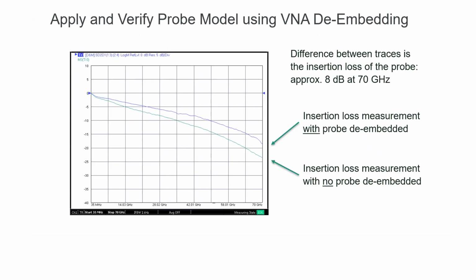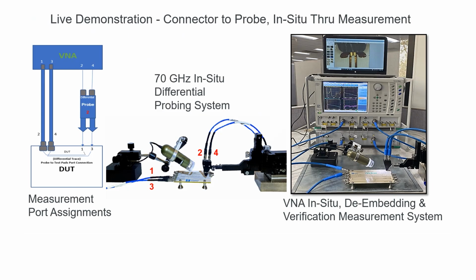And this is what it looks like. This is actually what I'm talking about here, where we're applying the probe model, and the trace is the blue trace, and the green trace is the original measurement with no probe de-embedding taking place. So you can see that the insertion loss of your device under test improves as you remove the probe, because the net difference between these two traces is the actual insertion loss of the probe, which is about 8 dB at 70 gigahertz. So at this point, we're going to turn to the live demonstration, and we'll be back with you in just a couple of minutes.